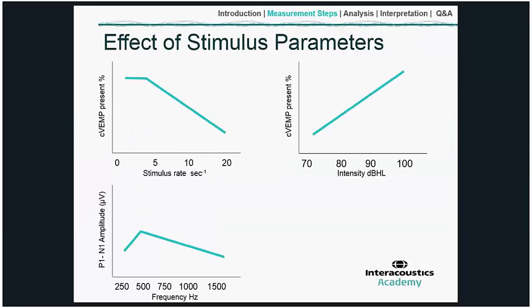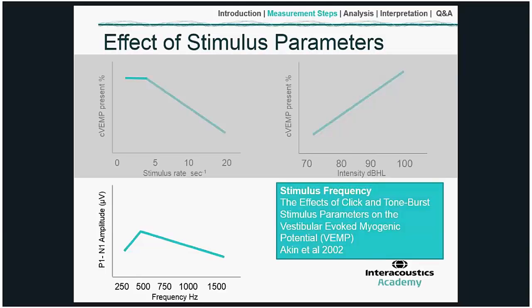So what I'm going to do here, as I mentioned earlier, is that one of the ways to evoke the vestibular evoked myogenic potential is to use an auditory stimulus. And what we're going to do here is look at some of the stimulus parameters which we should take into consideration when choosing our auditory stimulus to generate the VEMP. So first of all, have a look at this bottom graph.